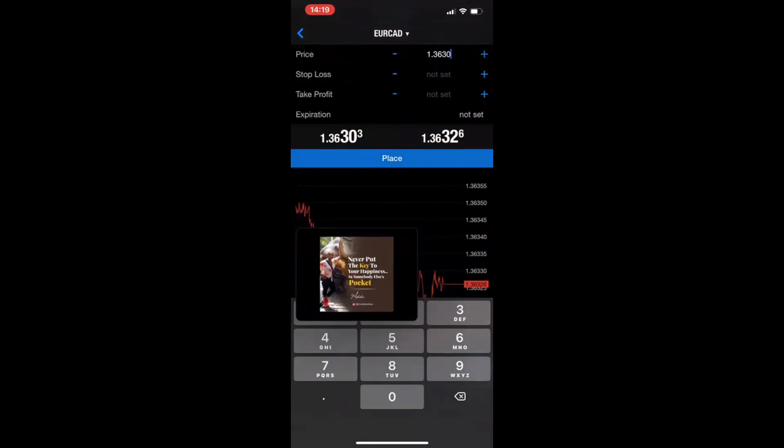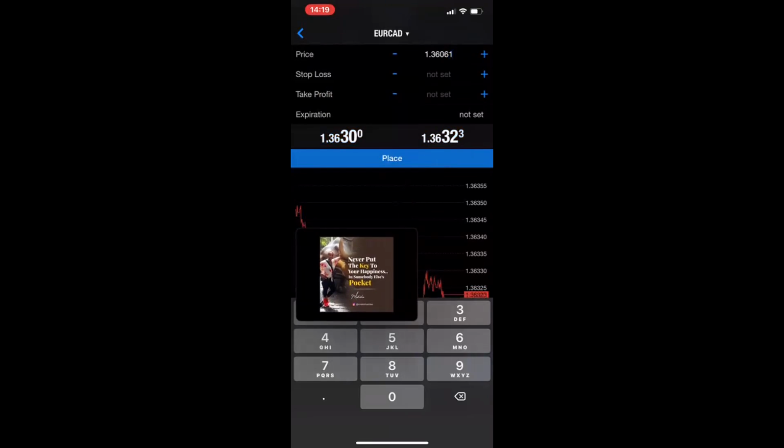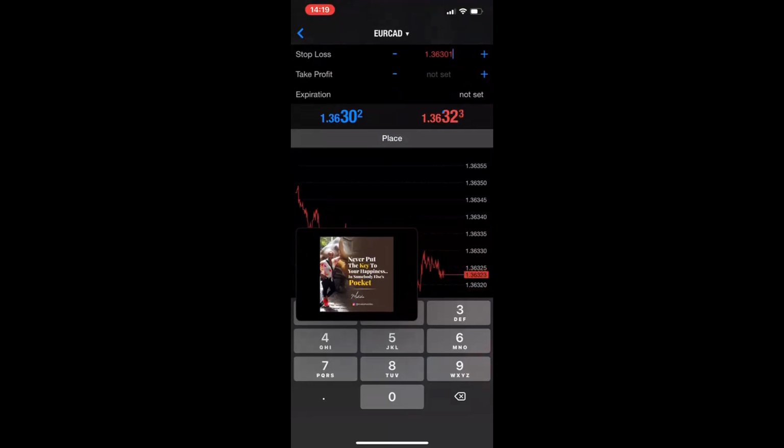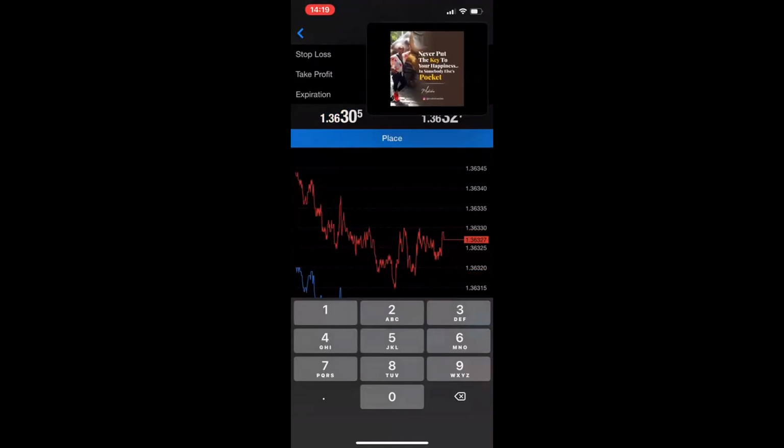So I want to put in, once again, 1.36061. You see the place button is lit up. Next thing I want to go ahead and do is put in my stop loss. Remember we said the stop loss was 1.35381. Move it out the way. I don't know why that's in the way.